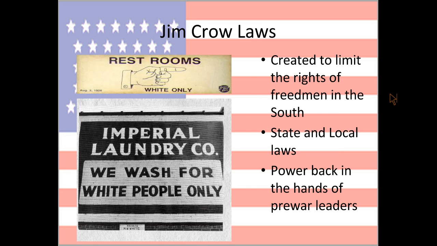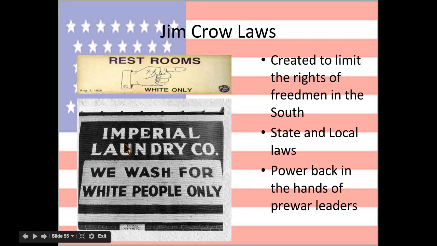The next thing is Jim Crow laws, and I just mentioned this a little bit, but these are created to limit the rights of freedmen in the South. It's basically laws that are passed by state and local governments, and it's going to put the power of the state governments back into the hands of the same people that were in charge prior to the Civil War. So again, it's just like segregation of public restrooms, segregation of water fountains.